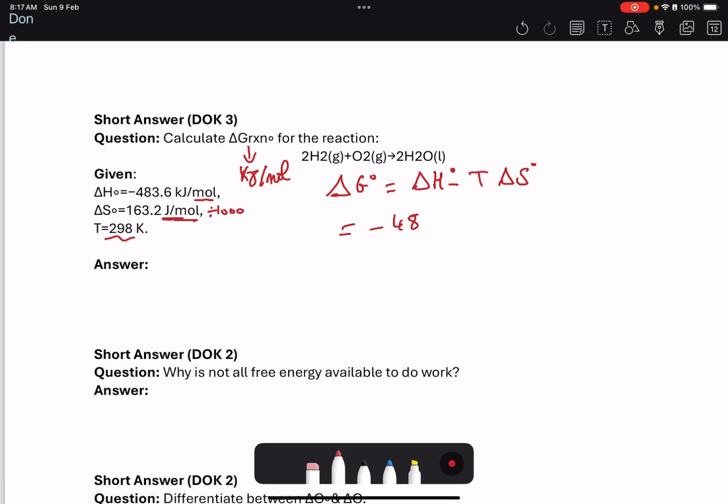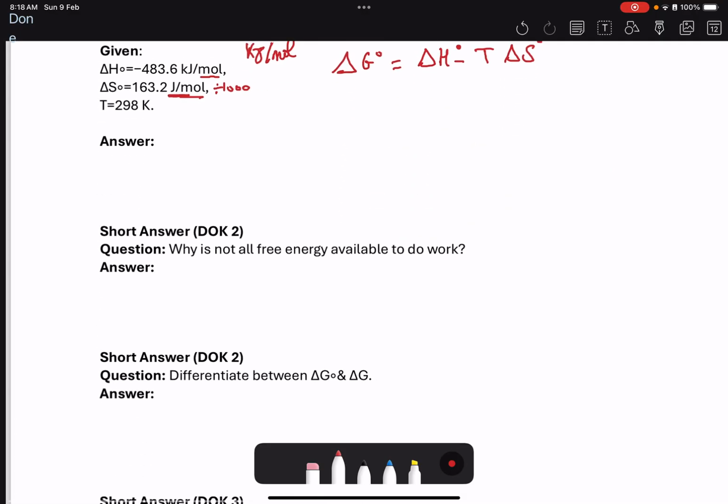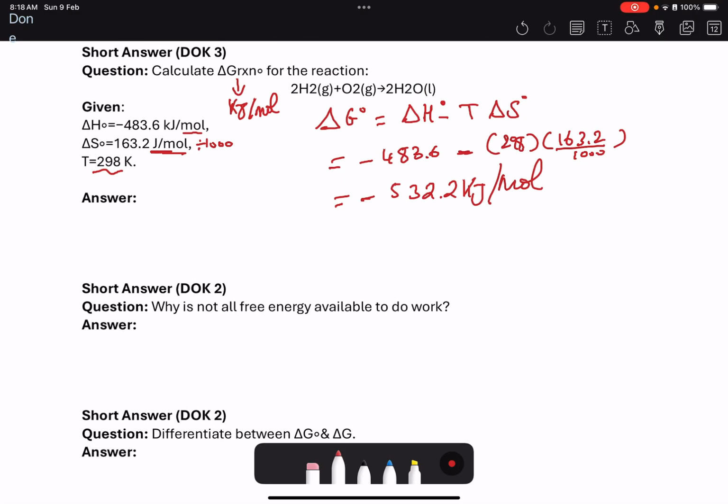So the answer would be minus 483.6 minus the temperature 298 Kelvin and the entropy 163.2 divided by 1000. So the answer is going to be minus 532.2 kilojoule per mole. So now when we look at the sign of this delta G, it's a negative one. So there is 532.2 kilojoule energy available to do work, to drive a reaction.